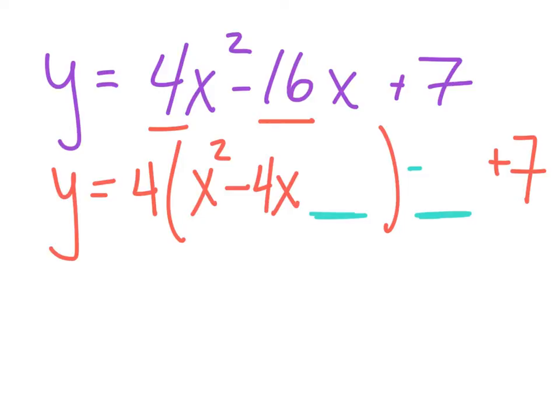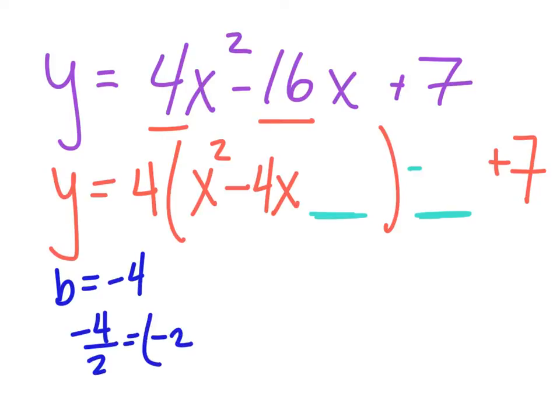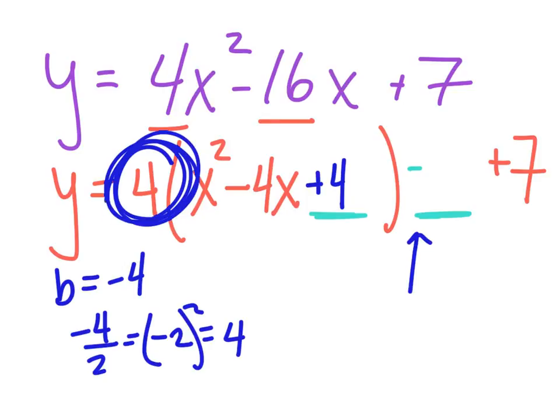All right, so my b value is equal to -4. We're going to cut it in half, wrap it in parentheses, square it, and I get 4. So I'm going to add 4. Now here's where you've got to catch it. I'm going to subtract 4, but I have to remember to multiply by the GCF. So I'm going to say 4 times 4.